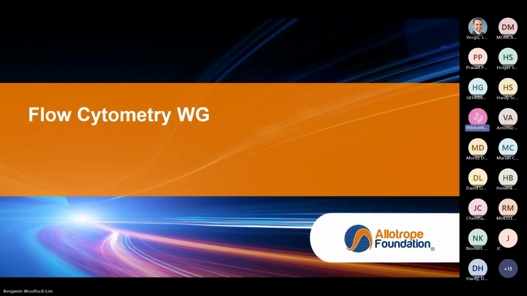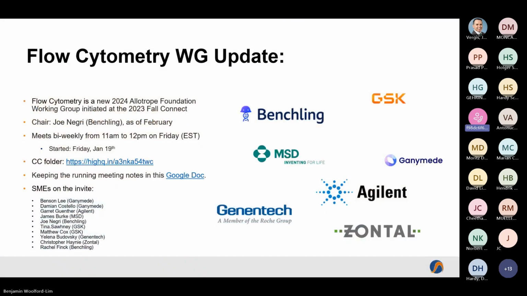Last but certainly not least, we have the new Flow Cytometry Working Group. As I said, it's new. It was initiated at the last Allotrope Connect, so it's been going a little less than 6 months now. It's chaired by Joe Negri of Benchling as of earlier this year. If you're interested, it meets every other week on a Friday from 11 to 12 Eastern. Please reach out to me or to Amnon if you would like to join. We can certainly get you added to the list. We have representatives from a range of different companies, Benchling obviously as the chair, but also MSD, Genentech, Agilent, GSK, Ganymede, Zontal, and hopefully you very soon, if anyone's interested.